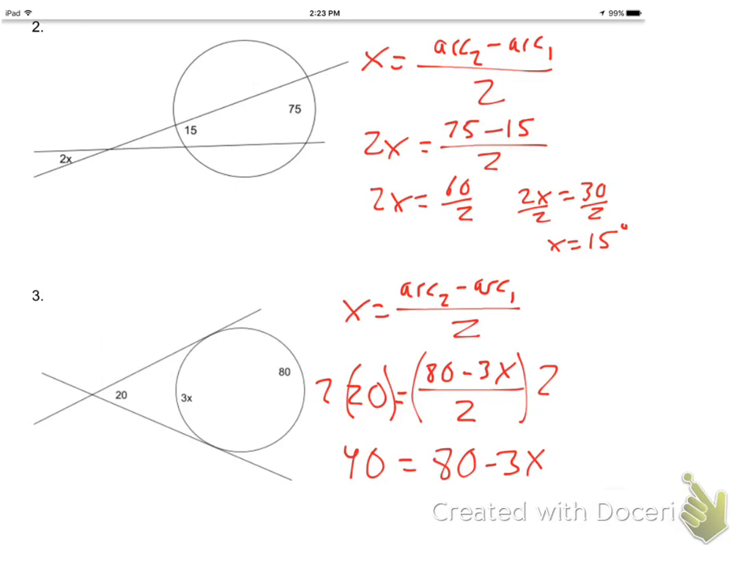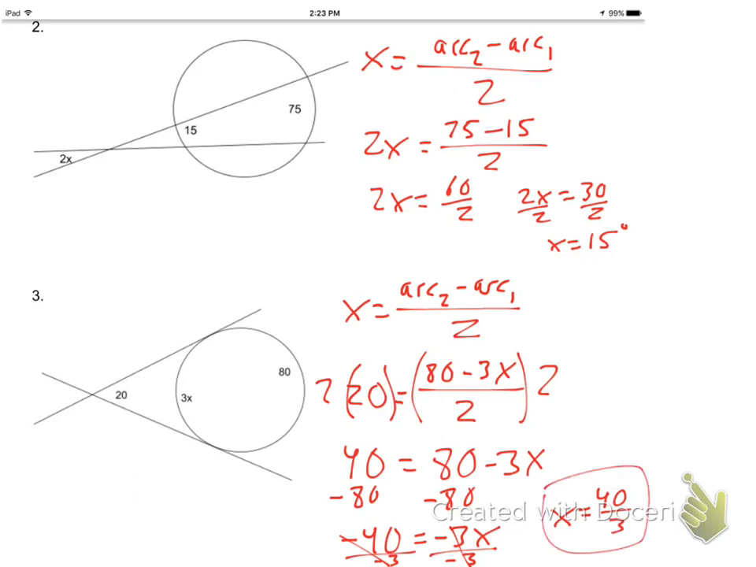Then what do I do? Subtract 80. Negative 40 equals negative 3x. And then divide by negative 3. Two negatives make a positive. Is 40 divisible by 3 by chance? No. So I'm going to leave it as 40 thirds, or 40 over 3. It's not a nice number, but this book has not been nice numbers most of the time.